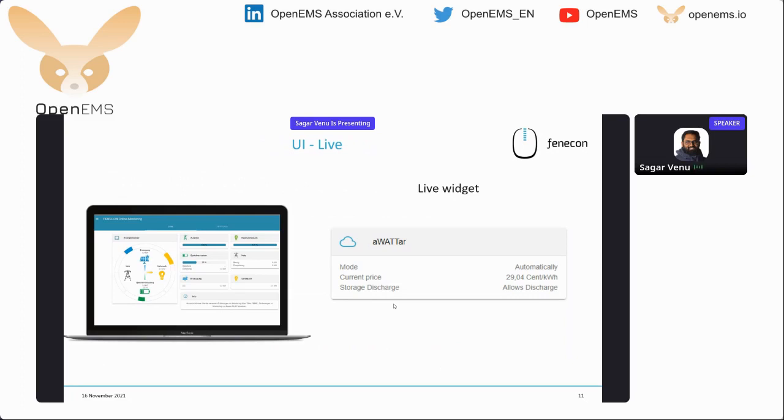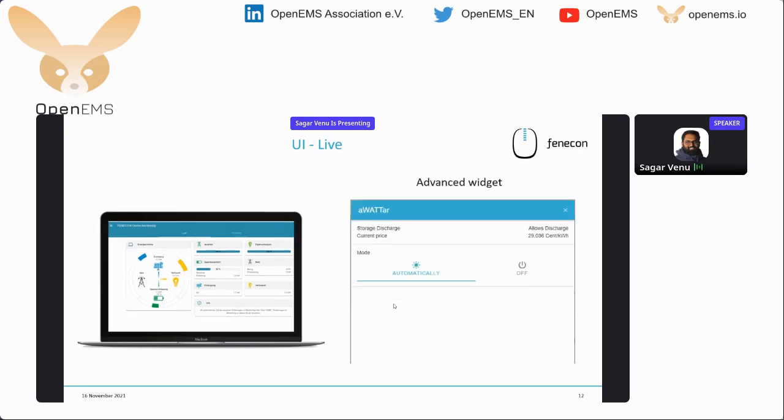Here you can see the mode, which means whether the controller is on or off. On means automatic. You can also see the current price of that particular hour when he is looking at the system, and the storage discharge, whether it is allowing the discharge or blocking the discharge. If the customer clicks on this live widget, the advanced widget opens up, where the customer can conveniently switch the controller on or off.